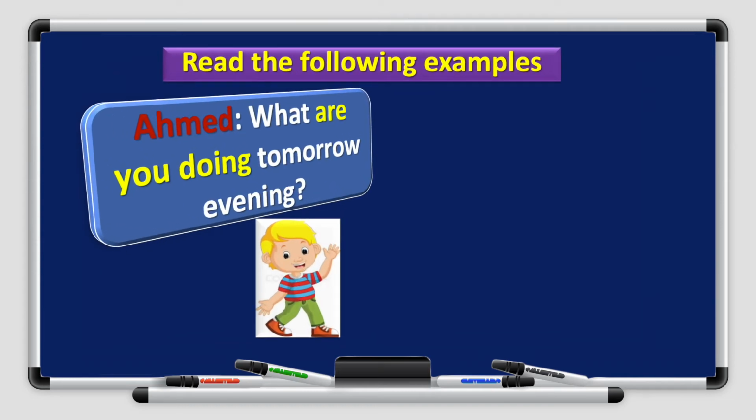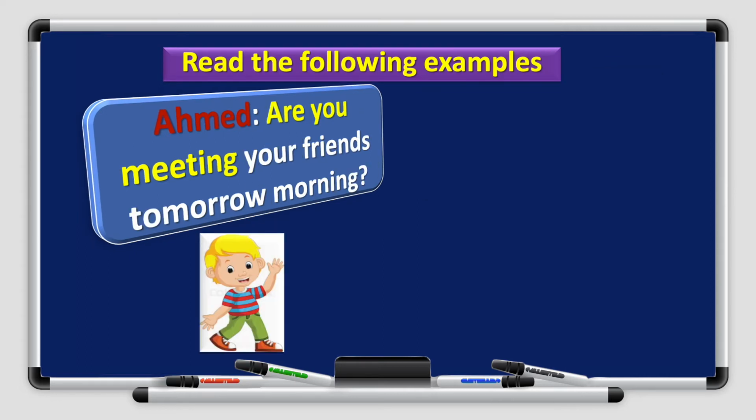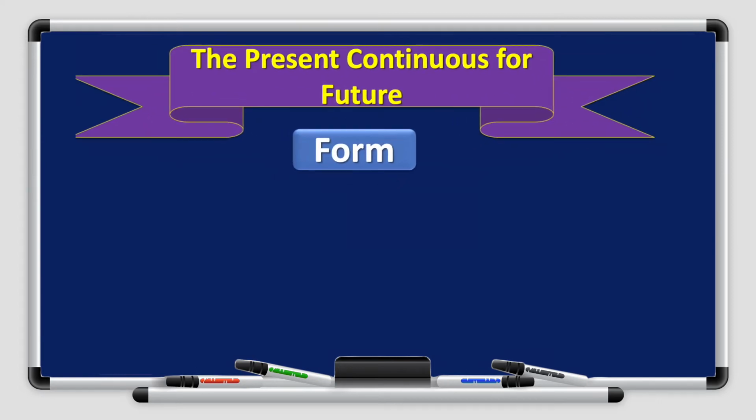Ahmed, what are you doing tomorrow evening? Ali replies, I'm going to the theater. Notice with me the pattern here. What are you doing? I am going. Follow up with me so we can understand how we form the present continuous sentences and questions. Are you meeting your friends tomorrow morning? Yes, we are going out for a walk. So what's the pattern that you noticed in the examples that we've taken?